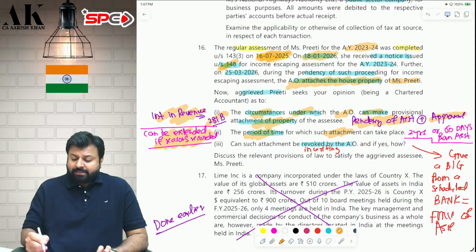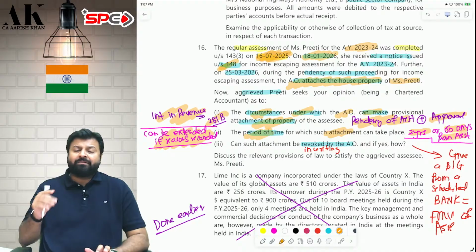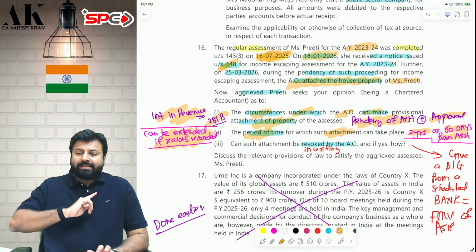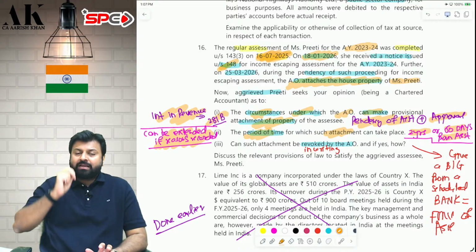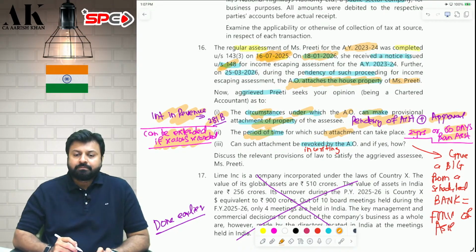Then it can be extended for a period of 2 years or 60 days from the end of the completion of assessment, whichever is later. So it can be extended for 2 years, or if the assessment is completing later, then 60 days from the completion of assessment, whichever is later.